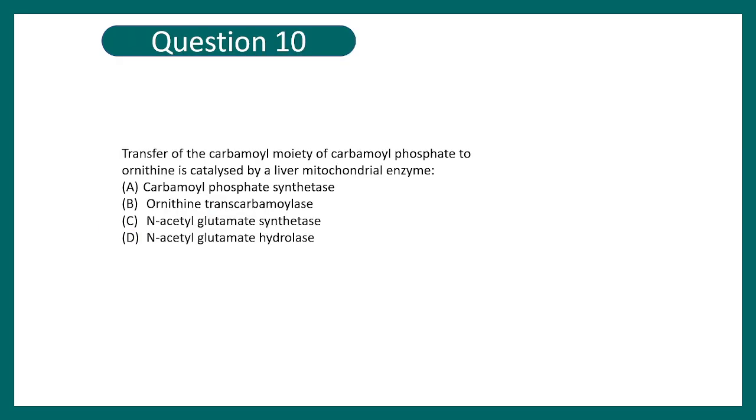Question number 10. Transfer of carbamoyl moiety from carbamoyl phosphate to ornithine is catalyzed by a liver mitochondrial enzyme. So basically they wanted the rate limiting enzyme in the ornithine cycle. Anyway, a general trend in IIT JAM is that they ask questions from the rate limiting enzymes. So for each pathway, rate limiting enzymes and their regulations are really important. Here the correct answer would be ornithine transcarbamylase.